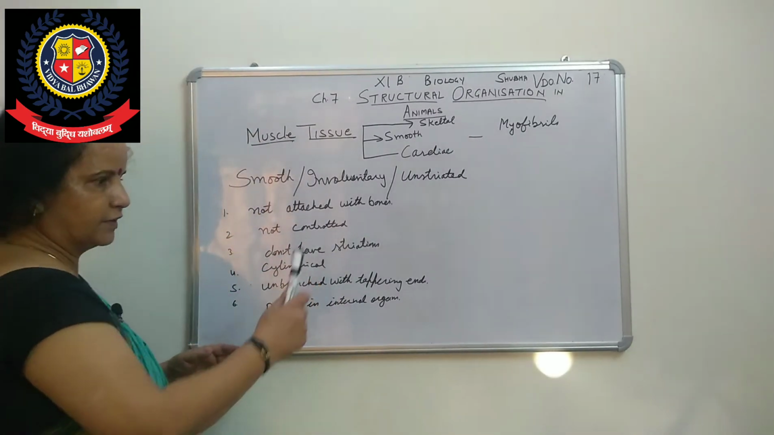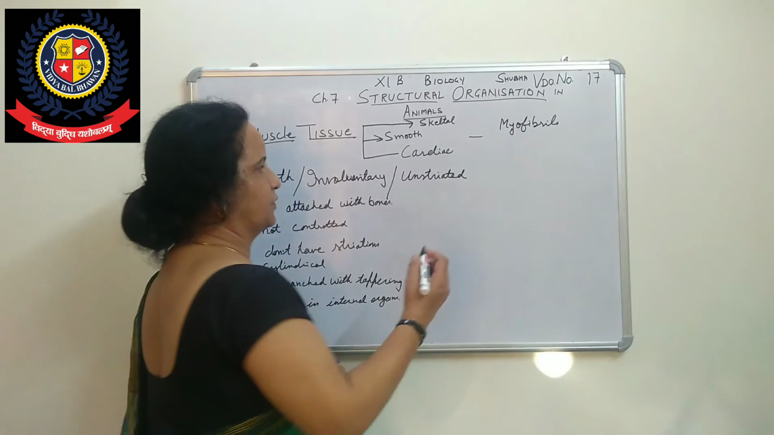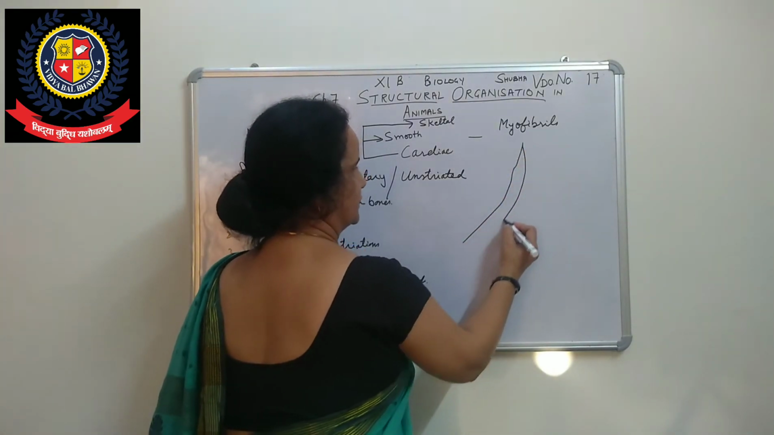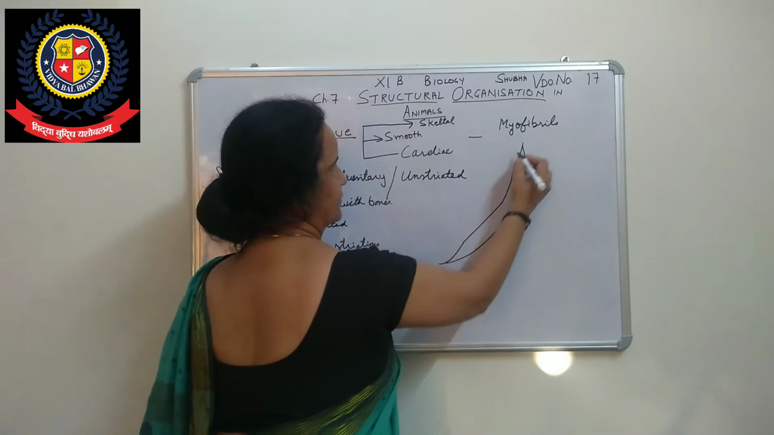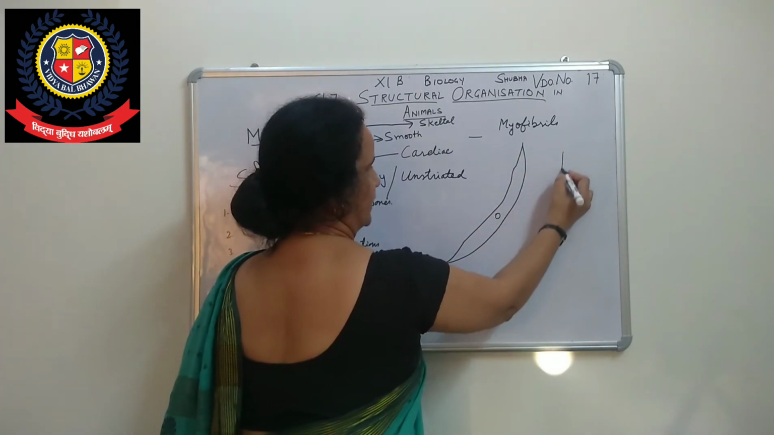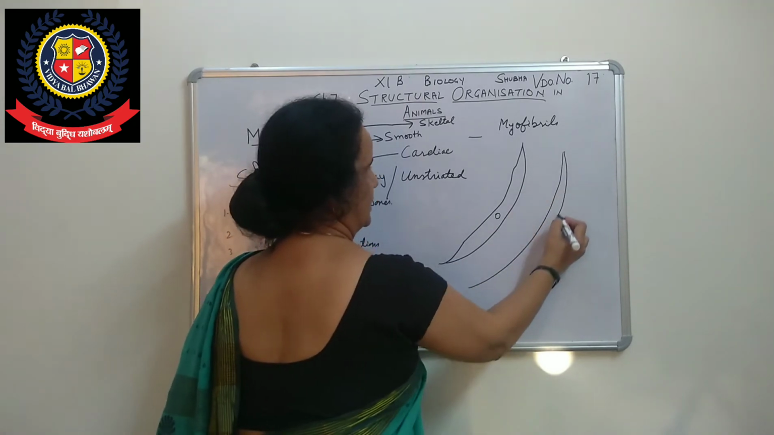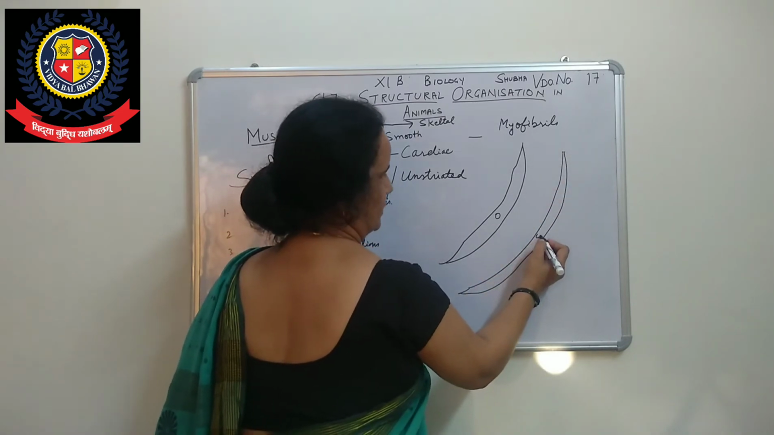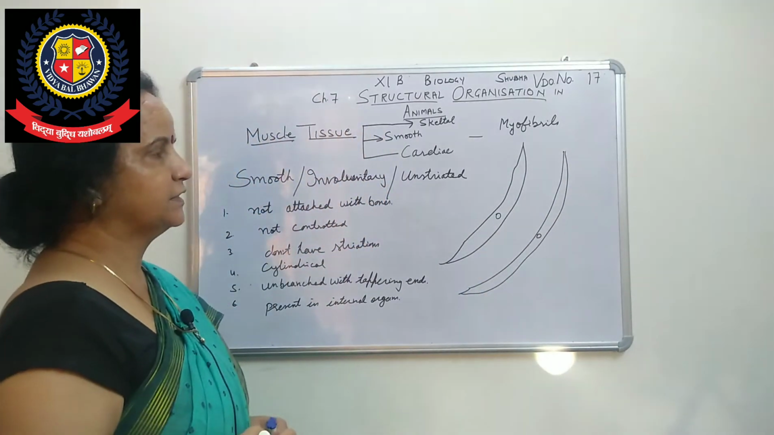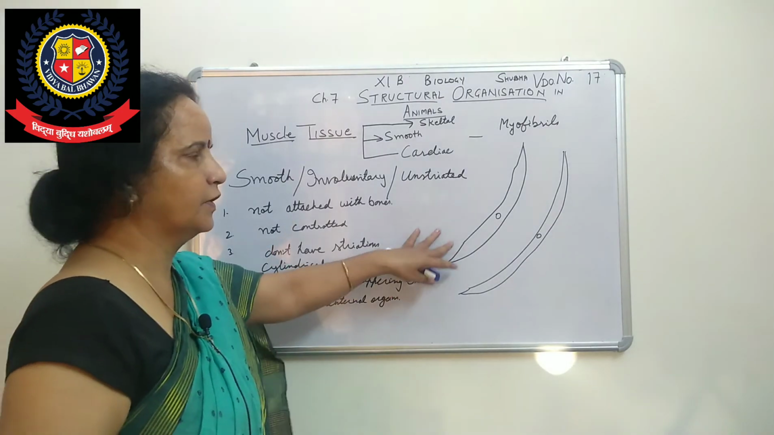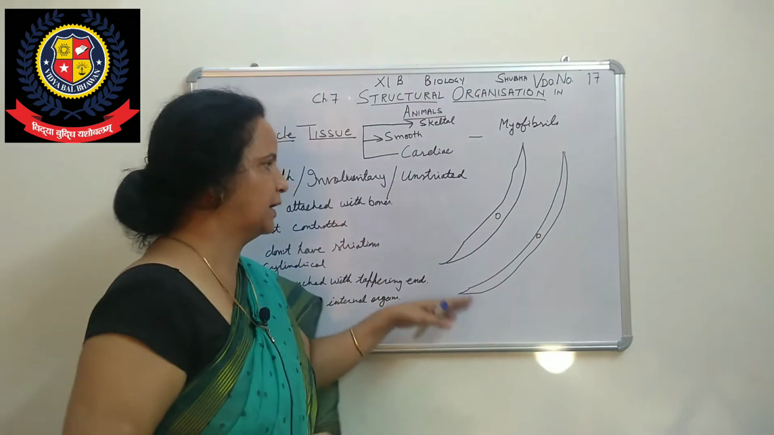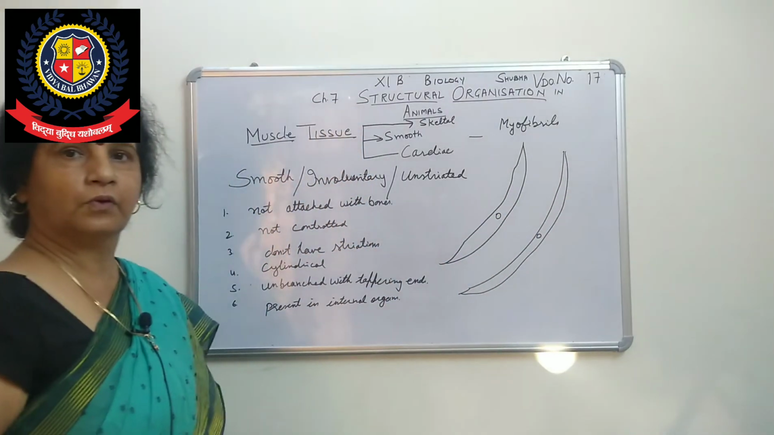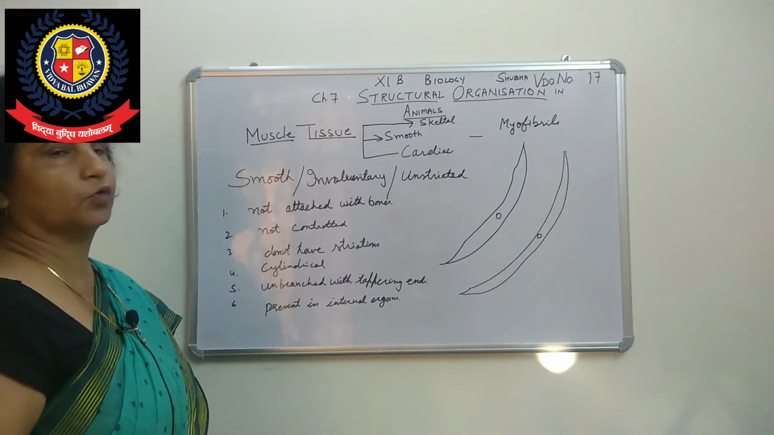Now we will see the diagram and the structure of this. These are unbranched, cylindrical, and have tapering ends. Tapering ends are the pointed ends. A nucleus is there, right? Then they are arranged parallelly, with tapering ends like this. So this is the structure of smooth muscle: cylindrical, parallel, unbranched, and with tapering ends. Okay, so this is about the smooth muscle.